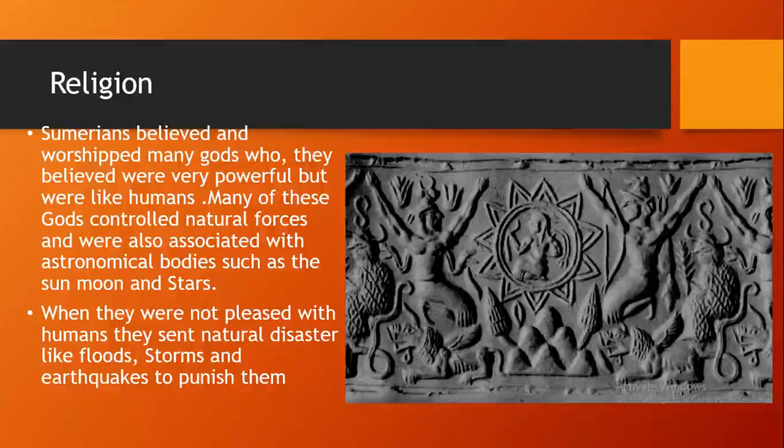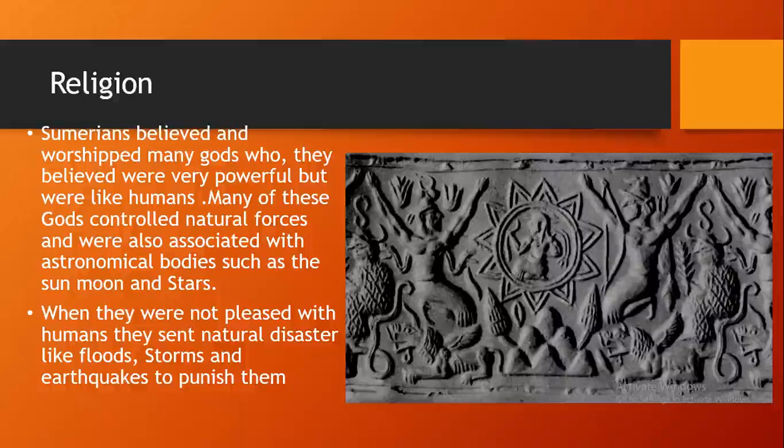Now, as we are discussing the civilization, we have discussed the languages, their livelihood, and their inventions. Now, the main important thing is their religion, who they used to follow. Sumerians believed in and worshipped many gods, so they were polytheists. They developed gods who they believed were very powerful and were like humans. Many of these gods controlled natural forces and were also associated with astronomical bodies such as the sun, moon, and stars. So they used to worship the sun, moon, and stars.